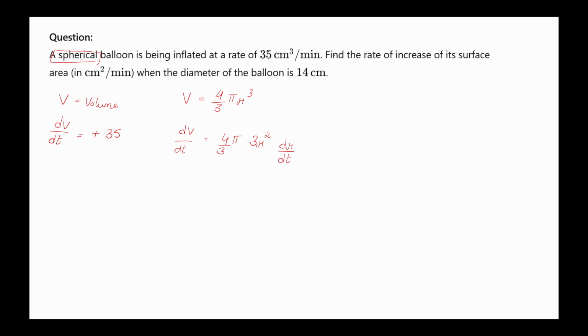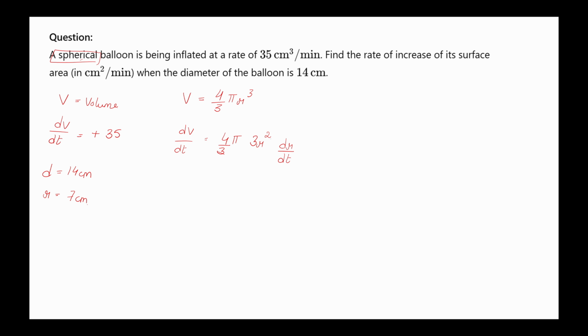And what was asked to us in the question? Find the rate of increase of its surface area when the diameter of the balloon is 14. So they've given us the diameter, which is 14 centimeter. That means what we can say about our radius, it is going to be 7 centimeter. So from here, let us simply substitute the values and see what we are getting.